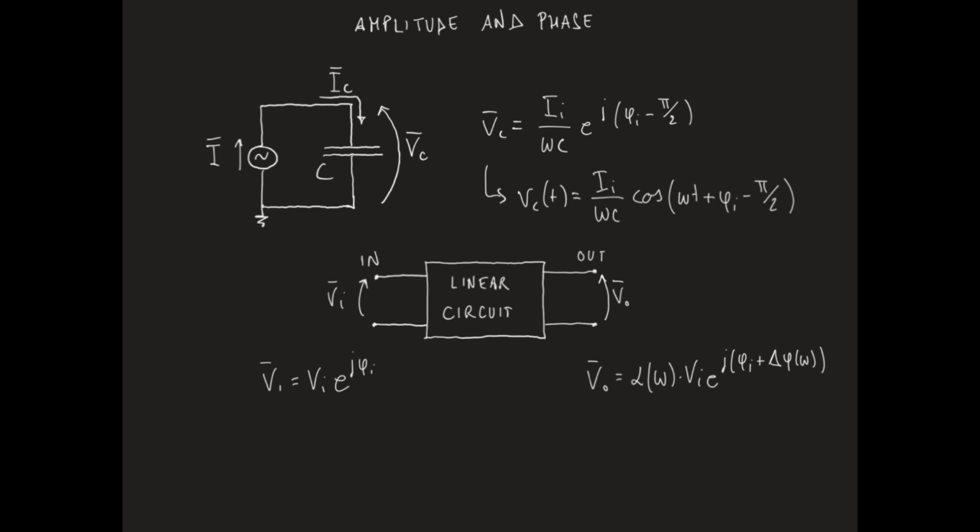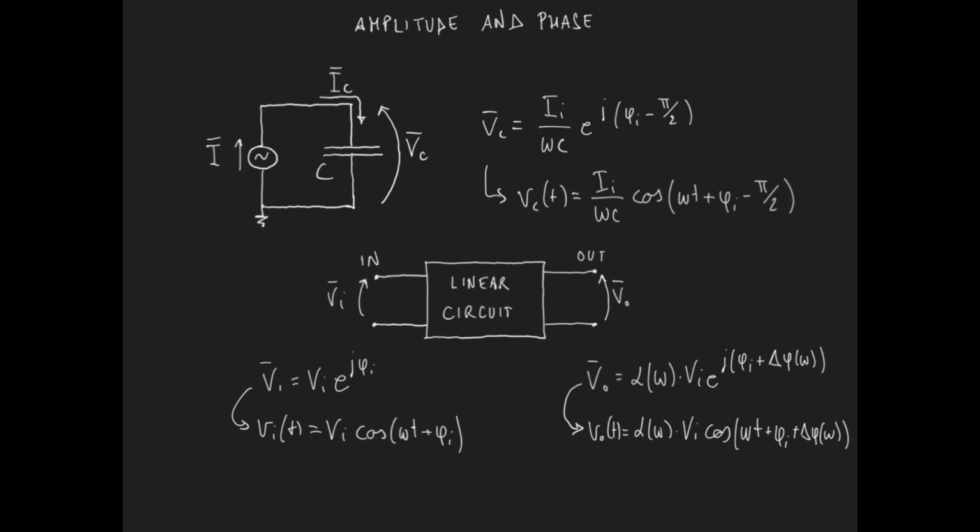In the sinusoidal domain, the input signal will be of the kind Vi of t equal to Vi, the amplitude of the signal, times the cosine of omega t plus the phase phi I. Again, in the sinusoidal domain, the output signal V of t will be equal to alpha function of omega times V sub I times the cosine of omega t plus phi sub I plus delta phi of omega.